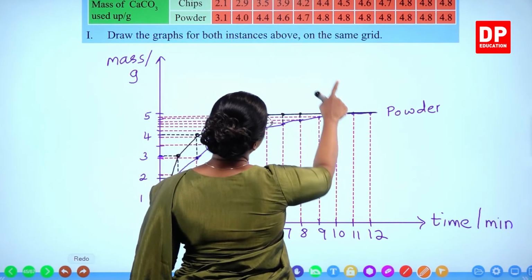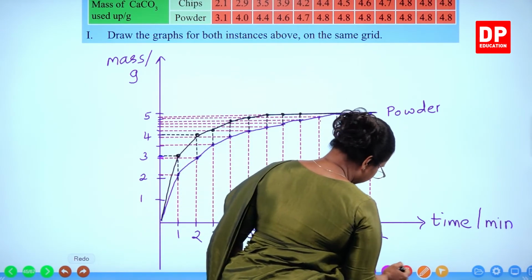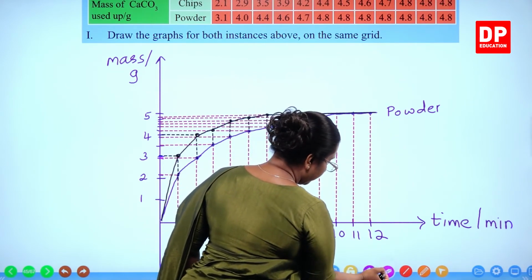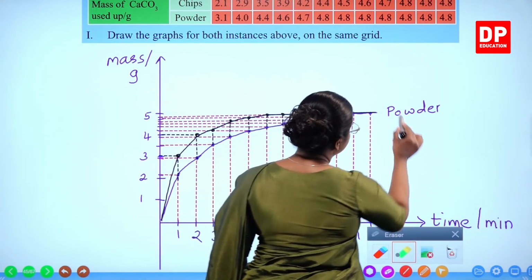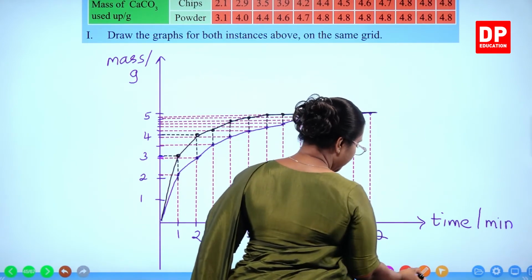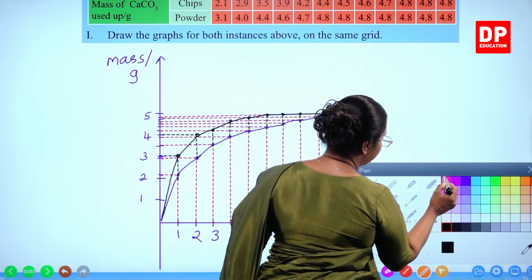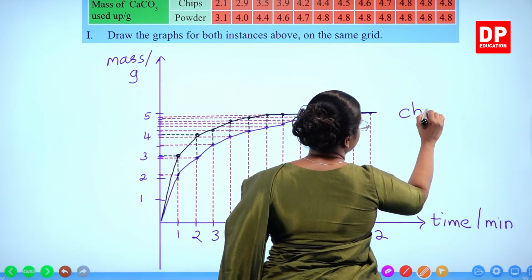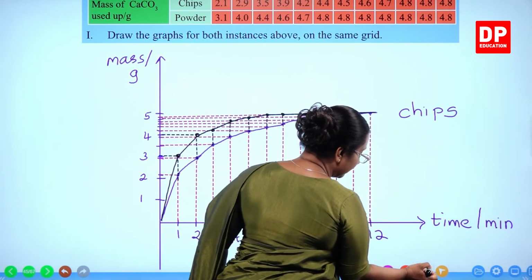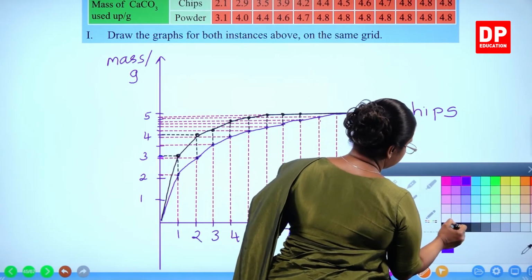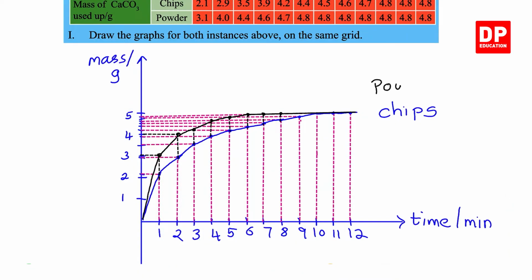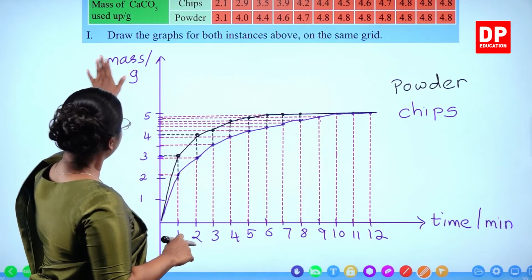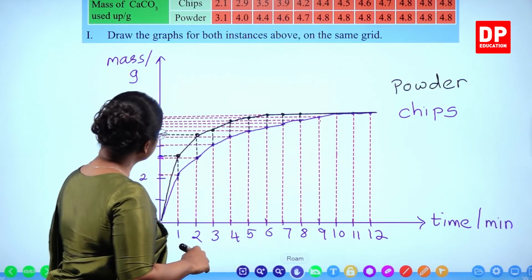So, the black curve is for powder. So, here students, I have actually marked it wrong. This should have been the chips and the next one has to be powder. So, first one blue color is the chips and the black color curve is the powder. So, black color graph for powder and blue color graph for chips. So from the values also you all can easily see that.